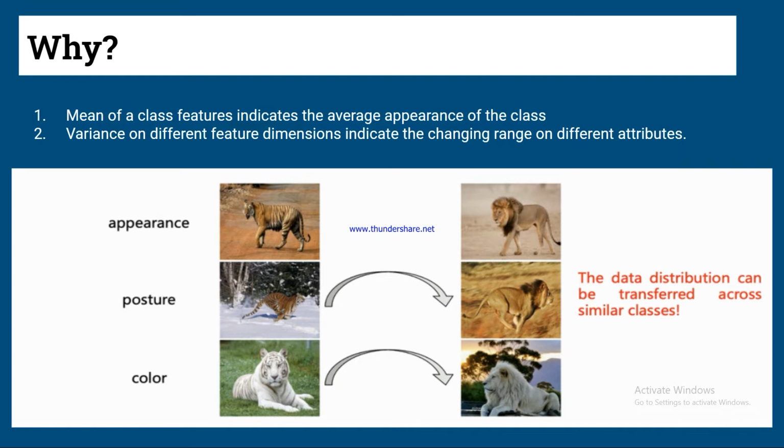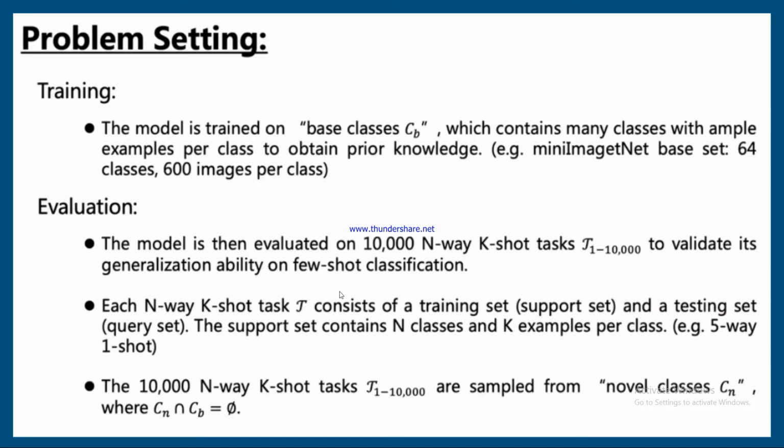Because we know that the mean of a class feature usually indicates the average appearance of the class, and the variance on different feature dimensions indicates the changing range in different attributes. Here you can see the appearance changes a bit, here the posture is a bit similar, and here it varies based on the color. So the data distribution can be transferred across similar classes.